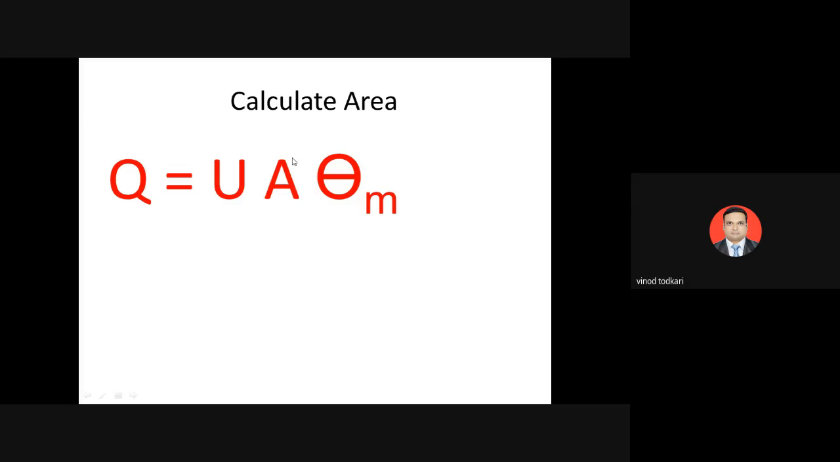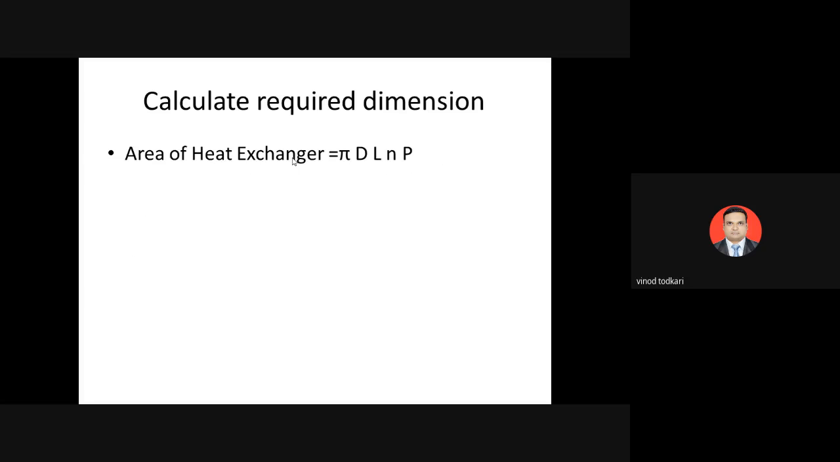Now, once I know the area, I can work out the length of tubes. If N number of tubes are there, and P is the number of passes, I will use A is equal to pi D L into N into P, where D is the diameter of the tube, L is the length of the tube, N is the number of tubes, and P is the number of passes. I believe that it is clear to you. Okay, we'll stop here.